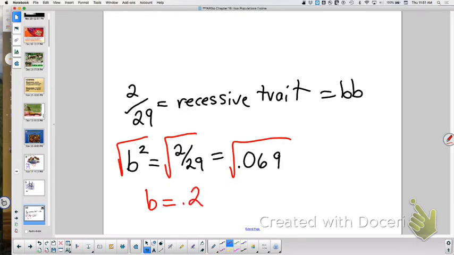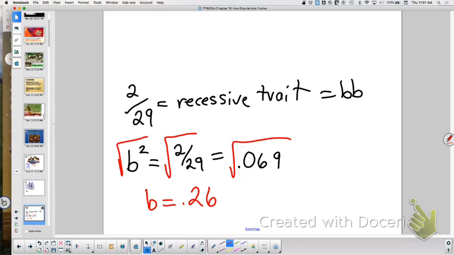Oh, I like that better. 0.26 what? 0.262. Okay, so let's say 0.26. Okay, take your square root. Now we have solved for b, little b. What else could we solve for? How could we find out big B?